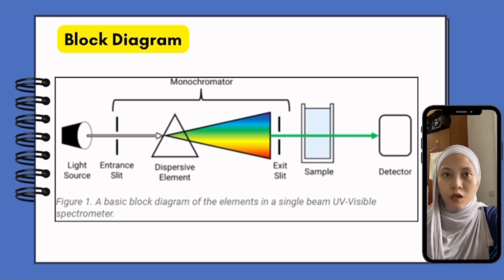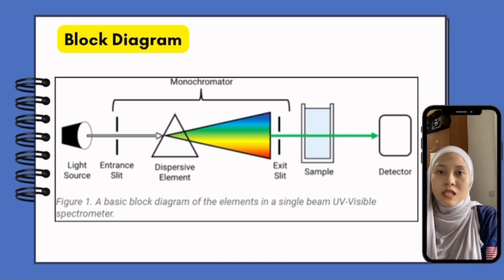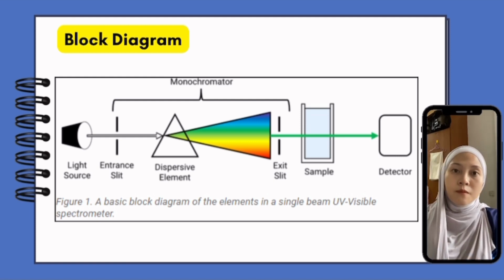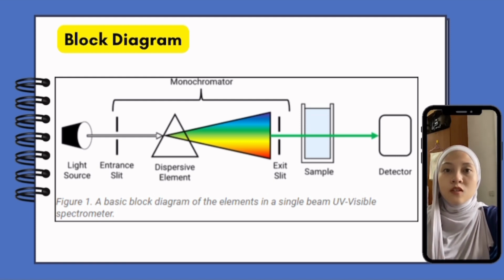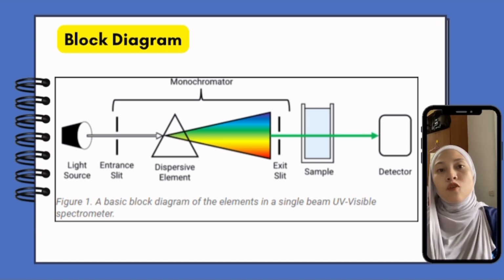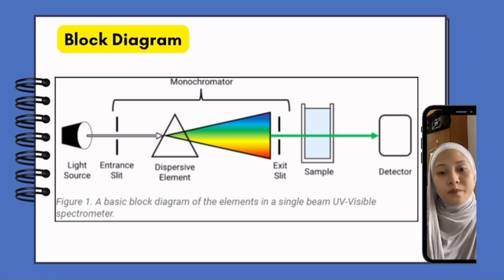This block diagram shows that the intensity of the light is not measured before it goes through the sample. This is the characteristic of a single beam spectrometer. In contrast, a double beam spectrometer splits the light source into two beams, one of which passes through a reference cell and the other through the sample cell. This allows the spectrometer to account for fluctuations in the intensity of the source light over time.